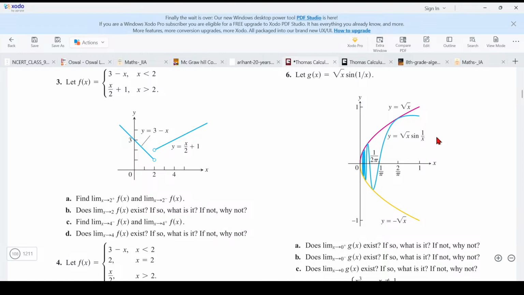We know root x into sine 1 by x will always lie between this pink line and this yellow line. Why? How do you know? Root x is always a positive number. When you are talking about x positive, what about sine 1 by x? Why is it positive?